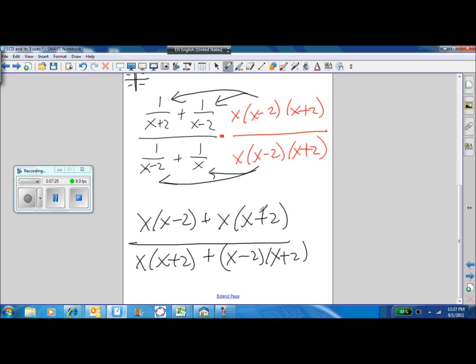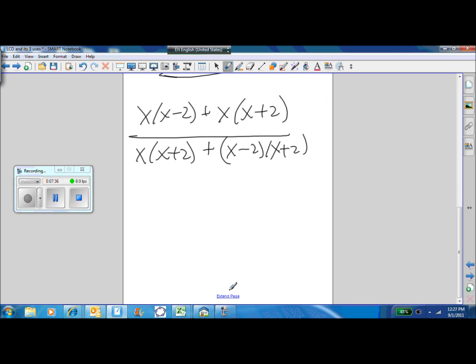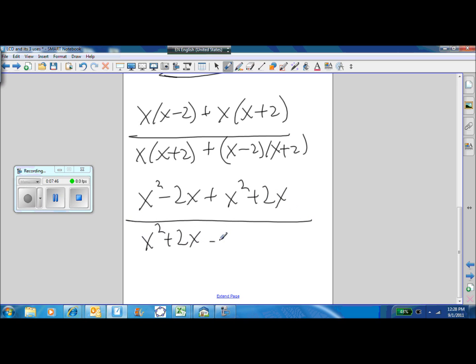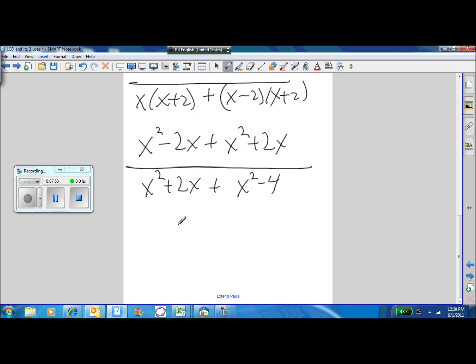Now be careful here. It might be tempting to cancel some x plus 2's here, but you cannot. This x plus 2 is not really a factor of the whole numerator. We're going to have to expand this all out, maybe refactor, see if anything cancels out. So you have x squared minus 2x plus x squared plus 2x all over x squared plus 2x plus x squared minus 4. Doing that conjugate multiplication there. So in the numerator, we just end up with 2x squared. In the denominator, 2x squared plus 2x minus 4.